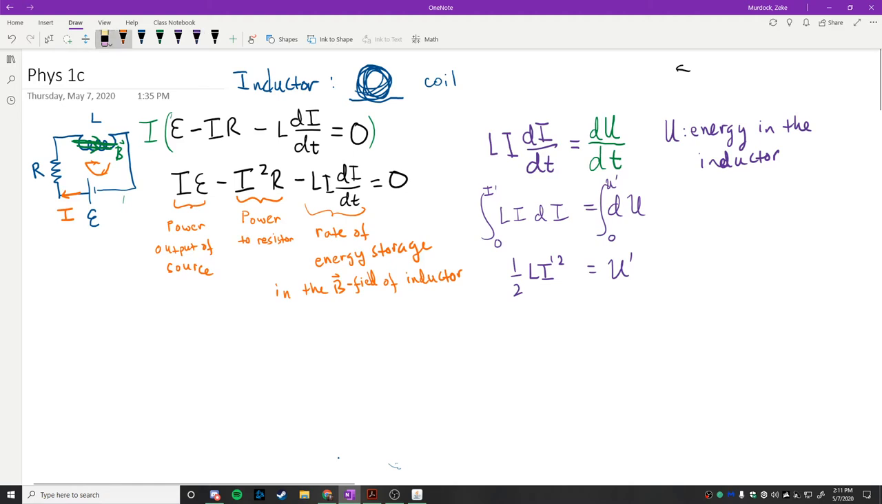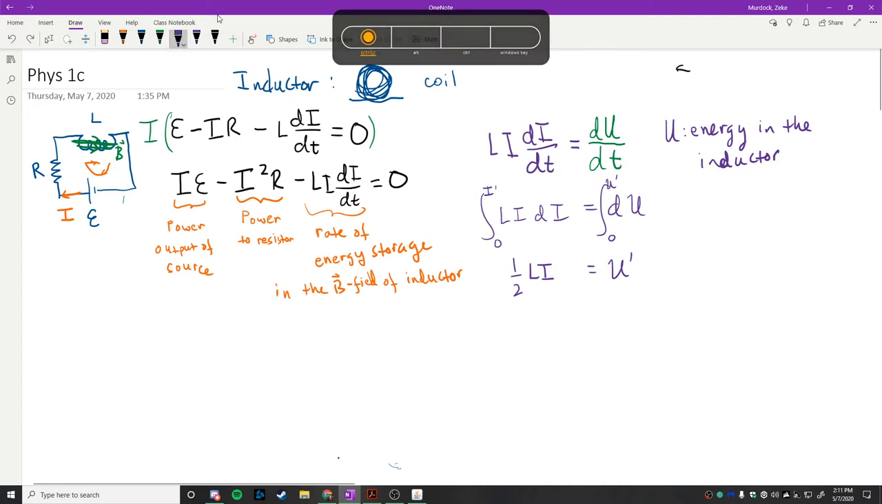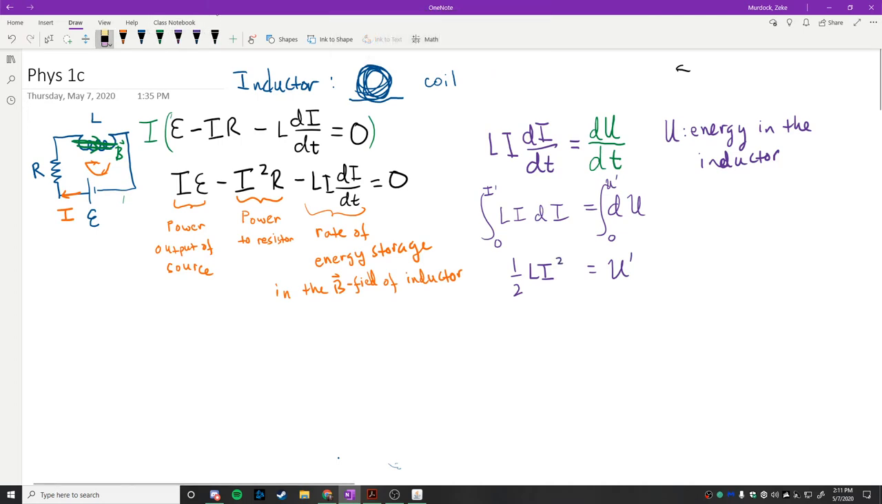But then we get rid of the primes, because they're like dummy indices, and what we're left with is this. This represents the energy that gets stored. It's the energy in the inductor. More specifically, it's the energy stored in the magnetic field of the inductor. It's the magnetic field of the inductor that stores this energy right here. And the amount of energy that's stored is given by 1/2 the inductance times the current squared.